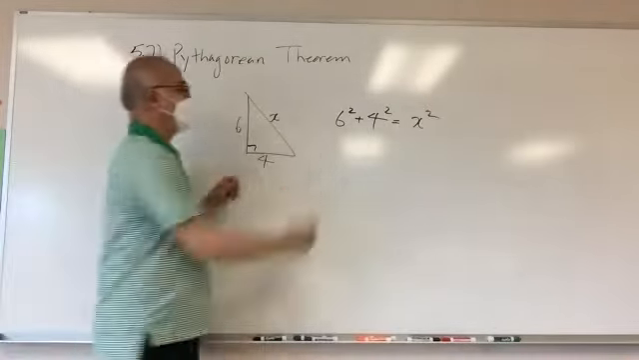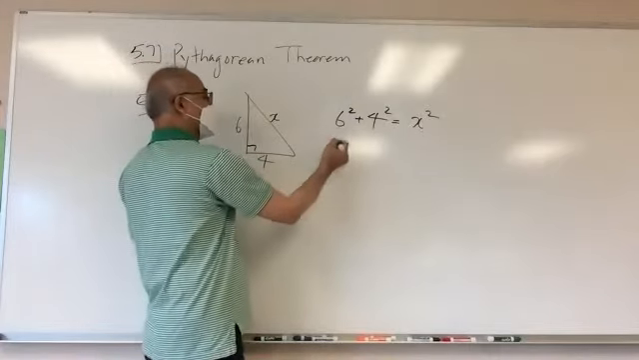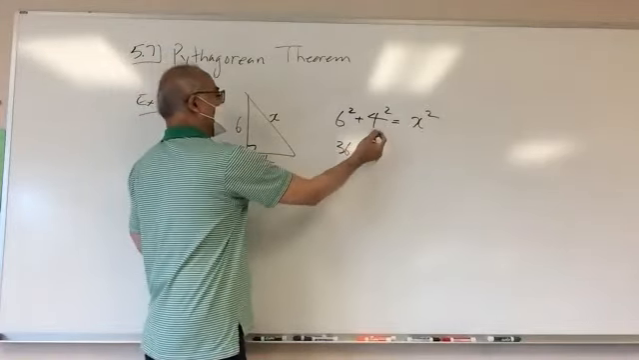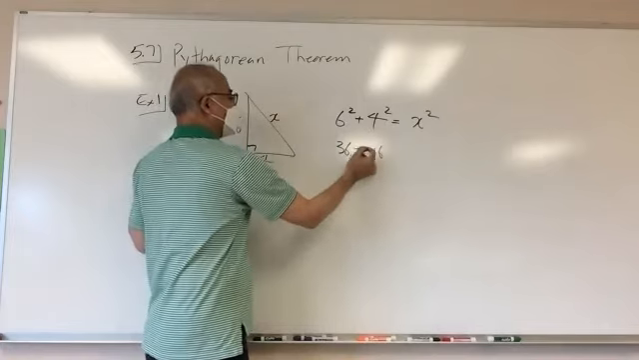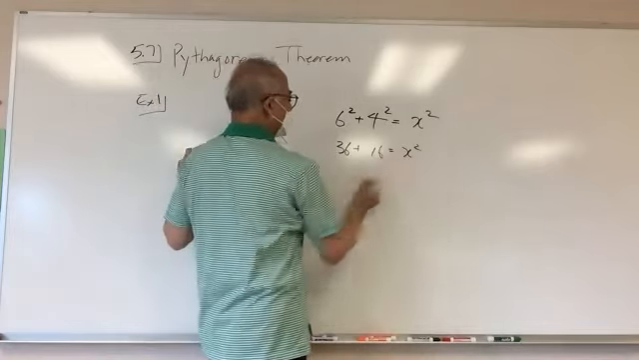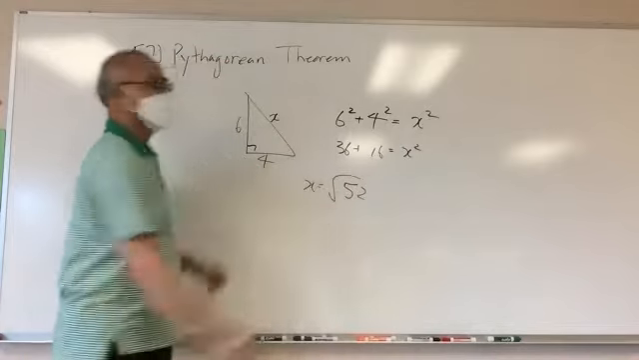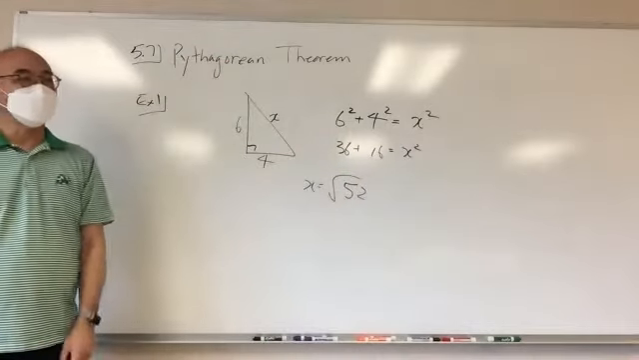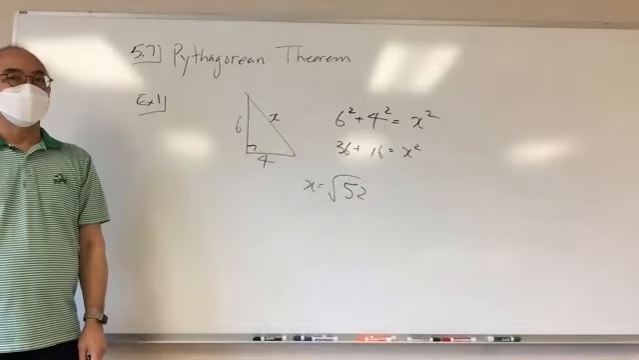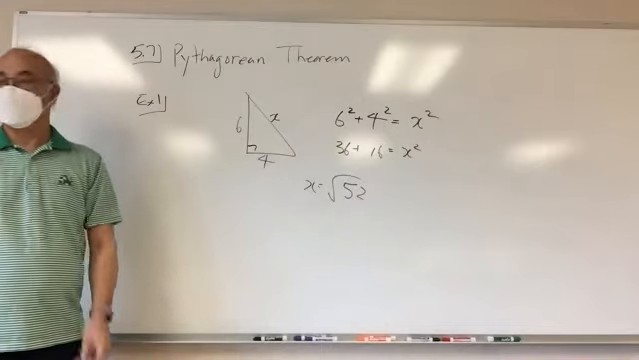So how am I going to solve this? 6 squared is what? 36. 4 squared is 16. So x squared is 52. X is equal to root of 52. Am I done? No? Why not? What can I do?